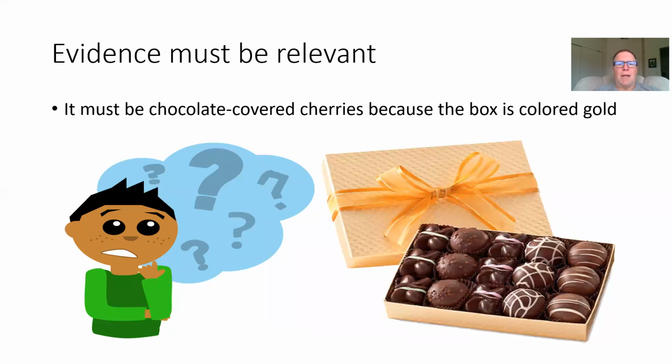It's also got to be relevant. It must be chocolate covered cherries because the box is colored gold. All right, totally irrelevant to the claim. And this is obvious, but in other cases, it's not so obvious. People might give evidence and they make it sound good. Politicians do this a lot. They give some evidence that's really not relevant to the issue at hand, right? Classic politician thing. So you got to be really careful with that in your reading and your writing.